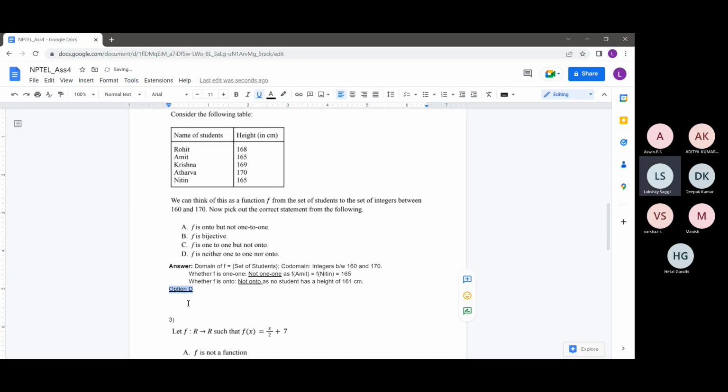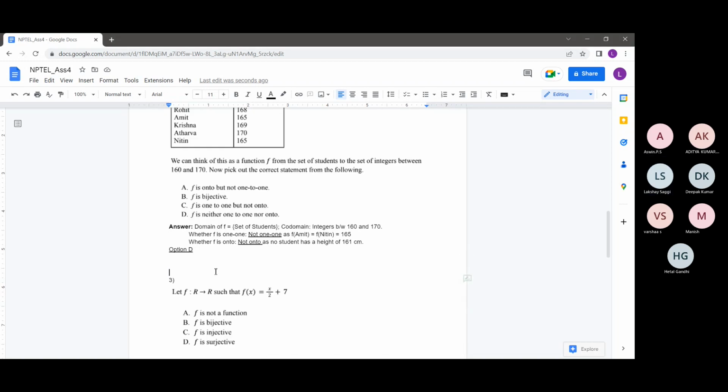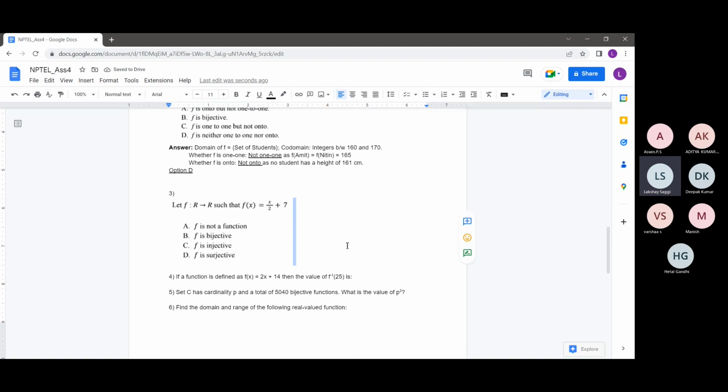So yeah, third, you wrote option D if I remember correctly. Aditya wrote option D in the chat. So yeah, Aditya, you are correct. Good job. So now let's come to the third question.